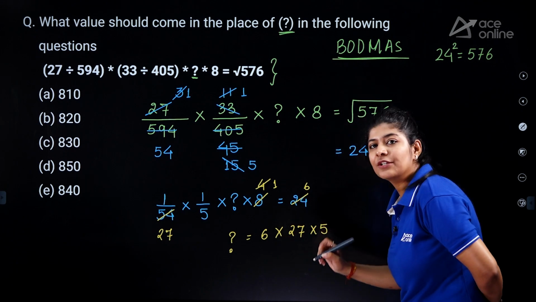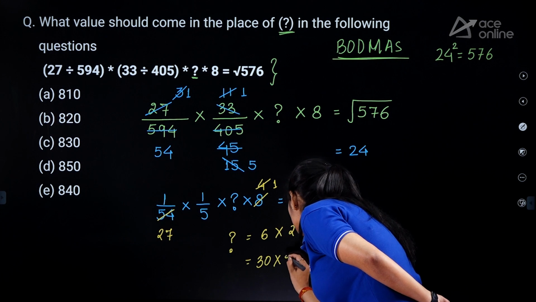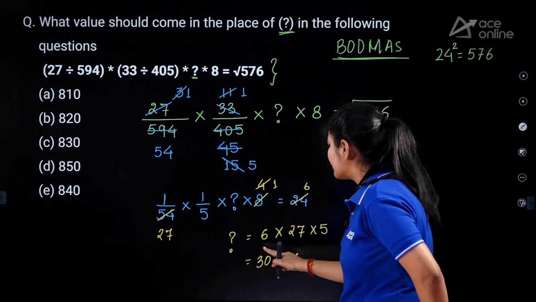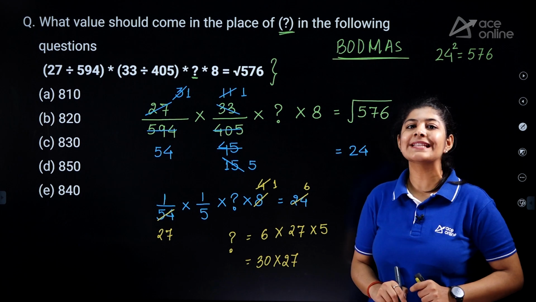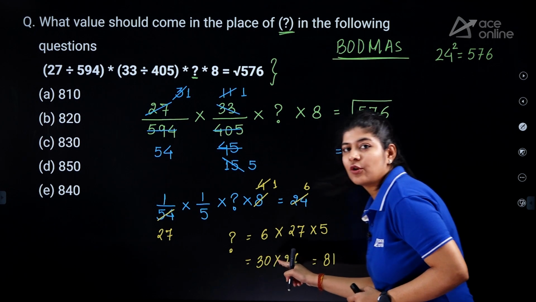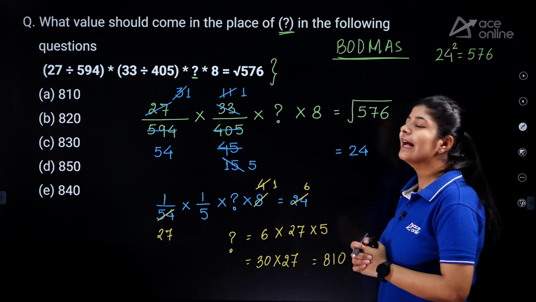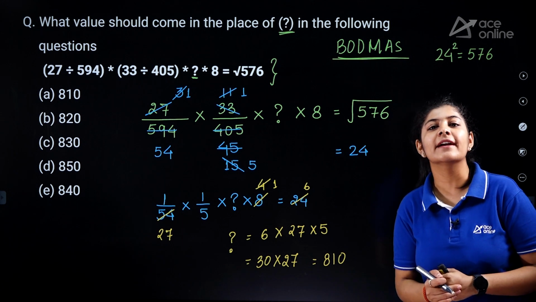I know that 6 into 5 is nothing but 30. 30 into 27. Now I know that 3 into 27 is 81. And we have a 0 over here, so I just put a 0 here also. And the ultimate answer that we are getting is 810.